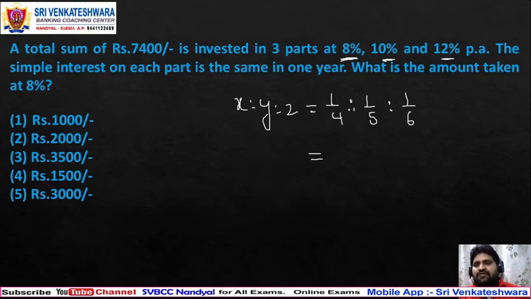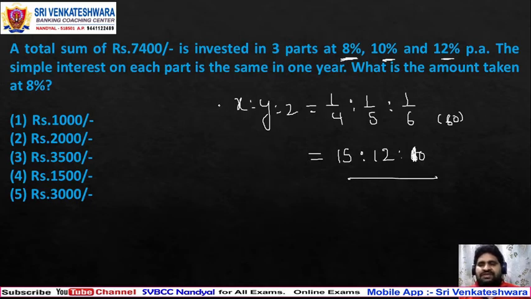From here, the LCM of 4, 5, 6 is 60. Then 60 by 4 is 15, 60 by 5 is 12, and 60 by 6 is 10. So we have to divide the money in this ratio, 15 is to 12 is to 10.